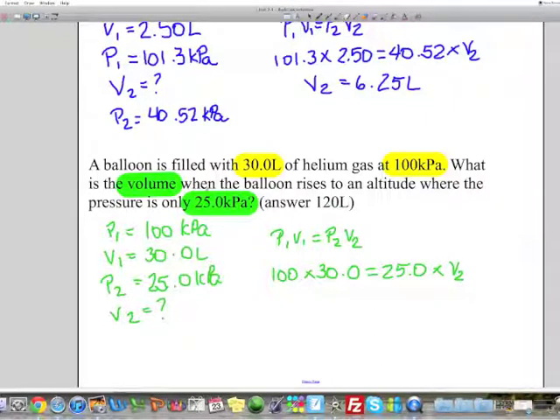So it makes sense that if you're lowering the pressure, once again, your volume should increase from what you had earlier on. So there you go.